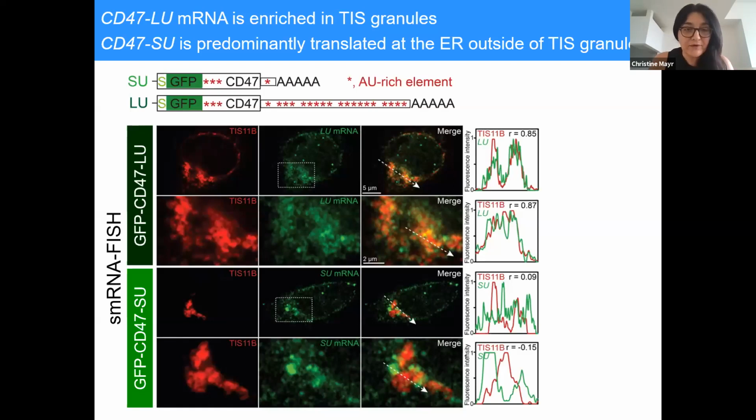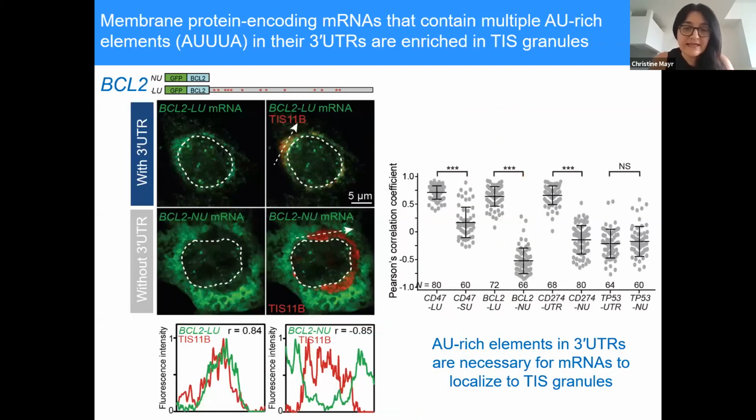Then of course we thought, okay, does this only happen for CD47, or is this more widespread? So we tested 15 candidates, and we learned 2 rules. So basically, if you have a membrane protein that has a lot of A-rich elements in the 3' UTR, nearly all of the transcripts localize to Tis granules. However, if you get rid of the 3' UTR, they don't go to Tis granules.